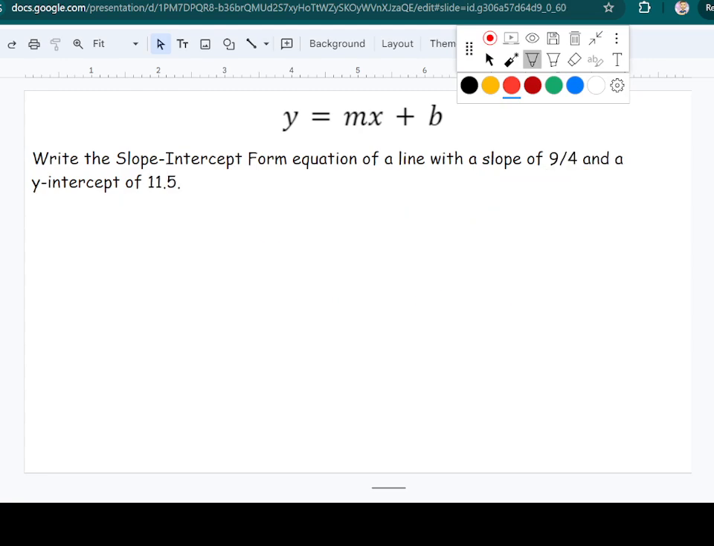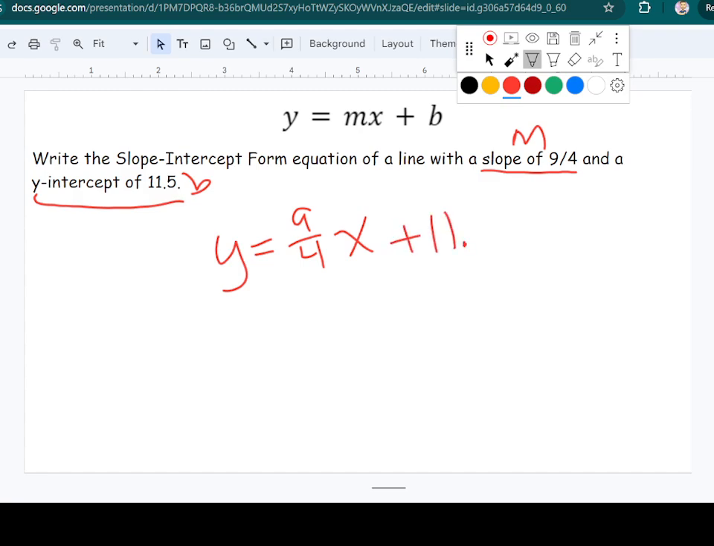And then finally, we have a slope of 9/4 and a y-intercept of 11.5, m and b. So y equals 9 over 4 x plus 11.5. Sometimes our y-intercept will be a decimal or a fraction. That's okay. It's not ideal when graphing, but if we're just talking flat out equations, then we're fine.